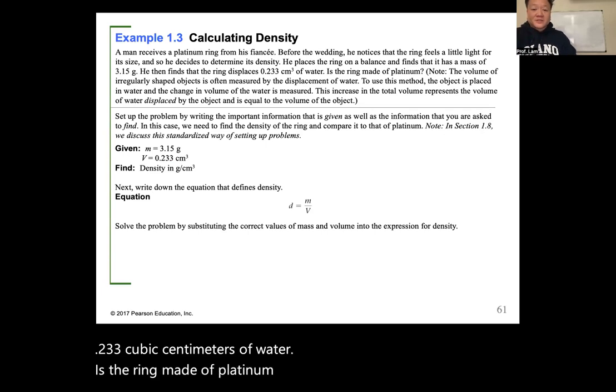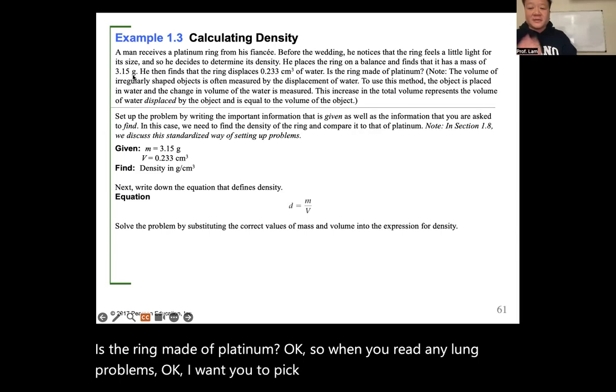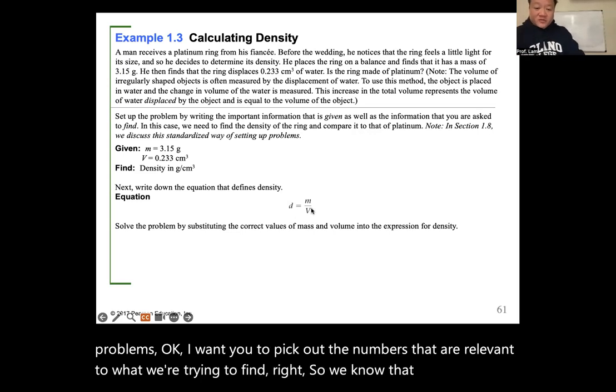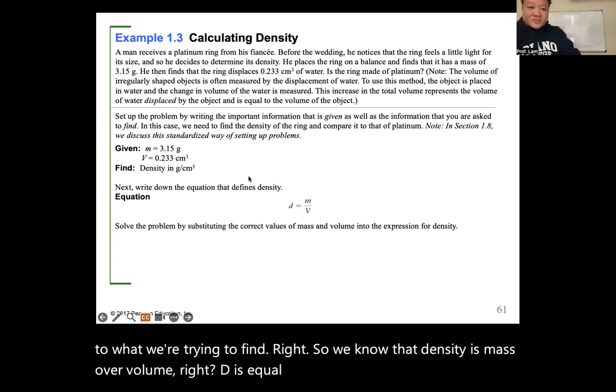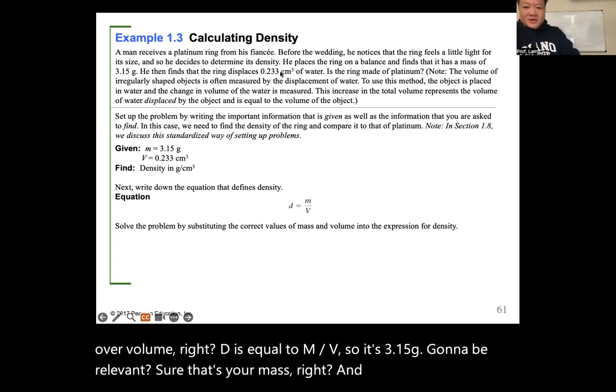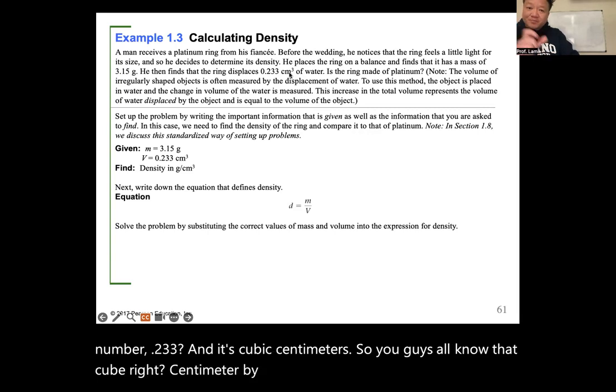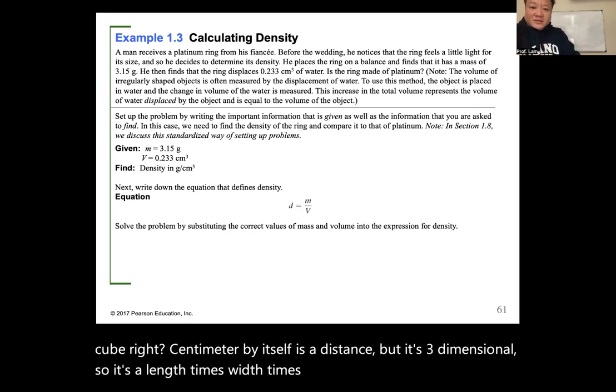Okay. So when you read any long problems, I want you to pick out the numbers that are relevant to what we're trying to find, right? So we know that density is mass over volume, right? D is equal to M over V. So is 3.15 grams going to be relevant? Sure, that's your mass, right? And then what is this other number? 0.233, and it's cubic centimeters. So you guys all know that centimeter by itself is a distance, right? But it's three-dimensional, so it's a length times width times height. So we know that centimeter cubed is actually a volume, isn't it?